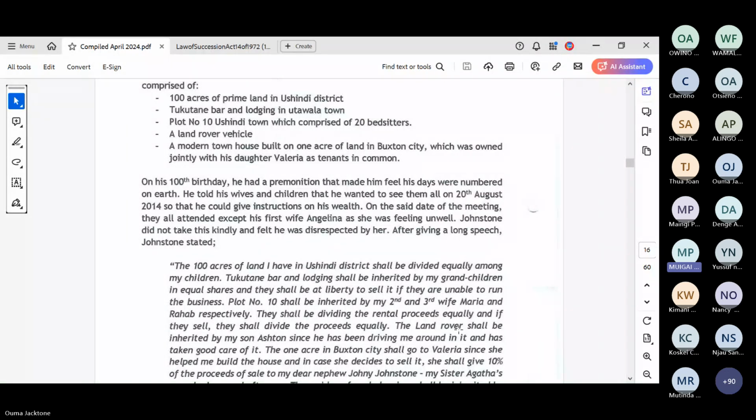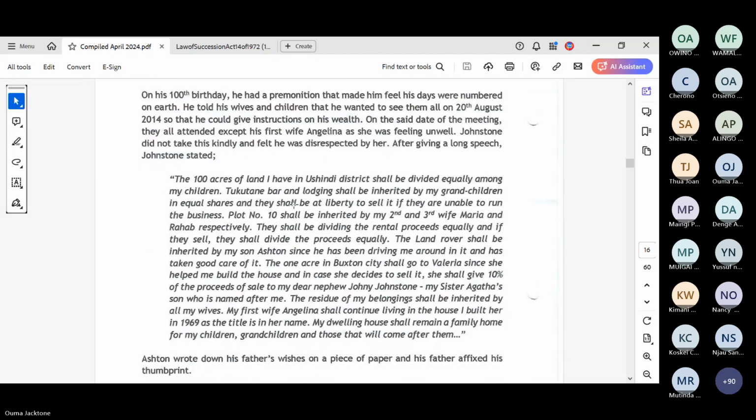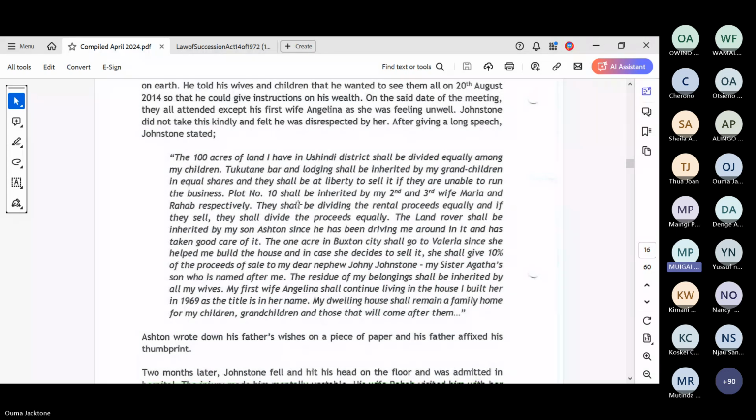The 1 acre in Buxton City shall go to Valerie, since she helped me build the house, and in case she decides to sell it, she shall give 10% of the proceeds of sale to my dear nephew, Johnny Johnston, my sister Agatha's son, who is named after me. The residue of my belongings shall be inherited by all my wives. My first wife, Angelina, shall continue living in the house I built her in 1969 as the title is in her name. My dwelling house shall remain a family home for my children, grandchildren, and those that will come after them." Ashton wrote down his father's wishes on a piece of paper, and his father affixed his thumbprint.